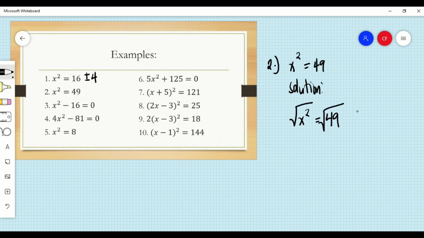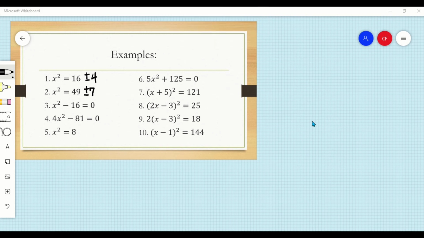So, square root of x squared, that is x equals square root of 49. That is positive and negative 7. Okay, so ito na po yung final answer. x equals positive negative 7. Alright? So, sulat lang natin dito. Final answer, positive negative 7. Okay.